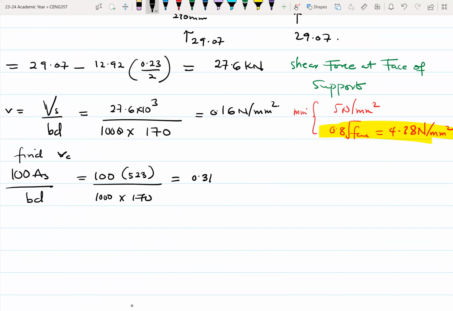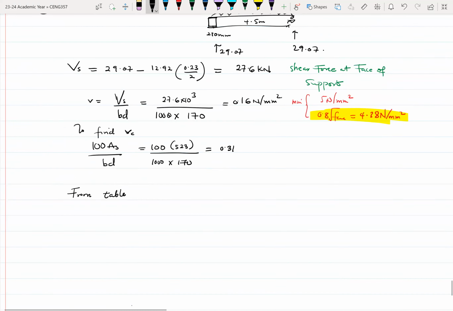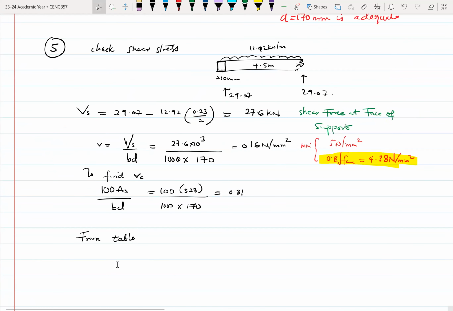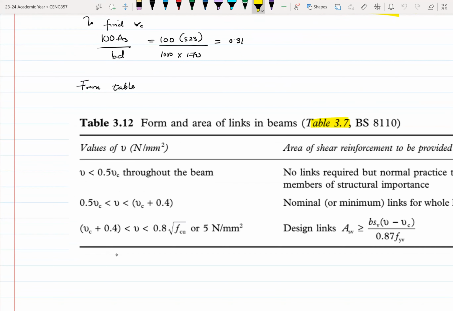This will give us 0.31. Then from the previous, there's a table, table 5.1. I'm going to bring that table up again so the discussion is more straightforward. That's supposed to be table 3.7 in the BS code, so take note of that.